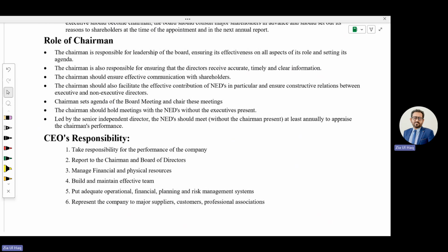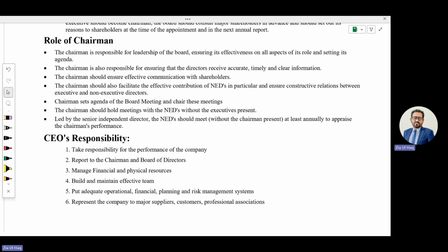What is the role of nomination? To appoint, reappoint, and remove directors. To balance the board. Balance the board means if executive and non-executive are not equal, they will balance the board. To balance the skills in the board. If any skill is lacking in the company board, like an IT-related knowledge person is not there, they will appoint an IT expert director, meaning balance the skills.